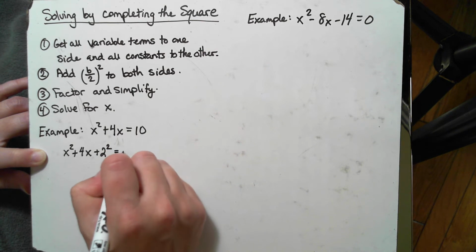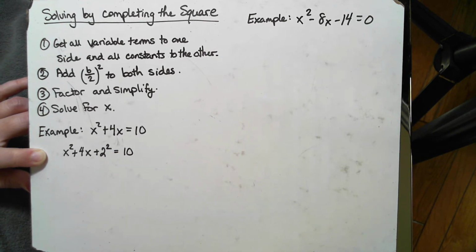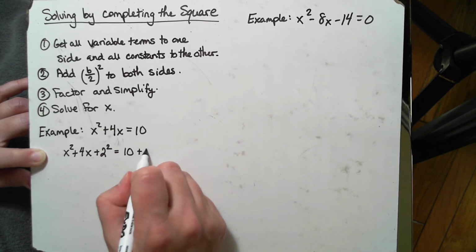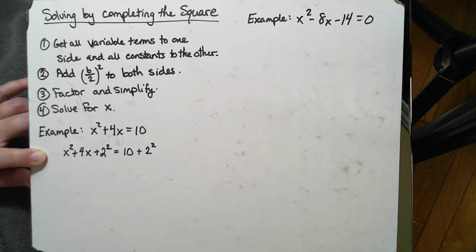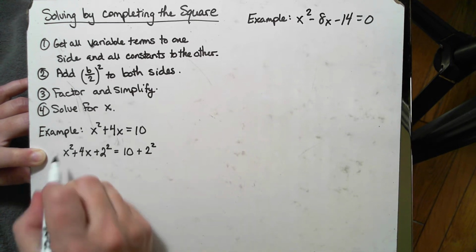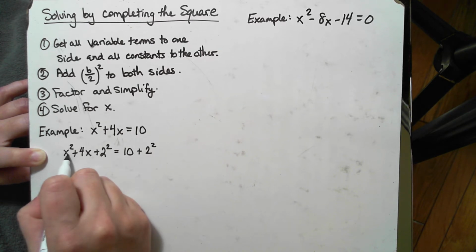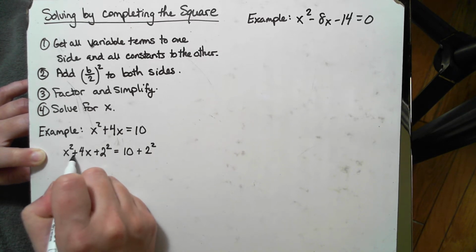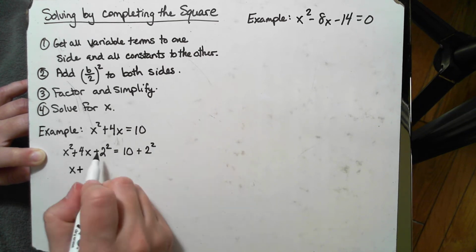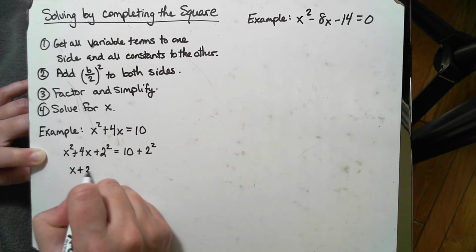Now, I can't just add it to one side because remember, this is an equation. So I have to add it to this other side as well. So plus 2 squared. Now, this side needs to be factored. Okay, so I keep the x from the first term, I keep the plus from the middle term, and I keep the 2 from the last term.